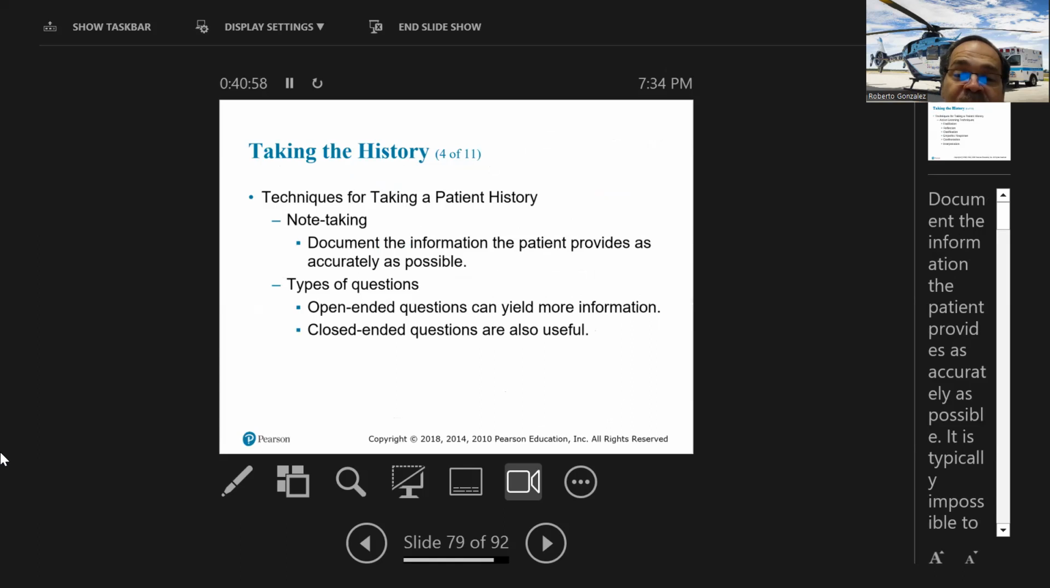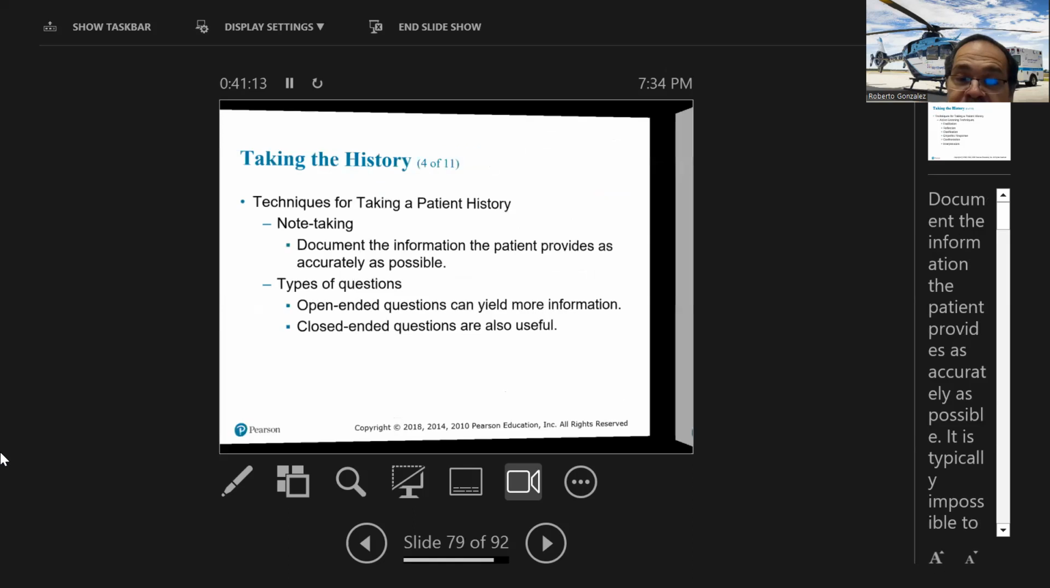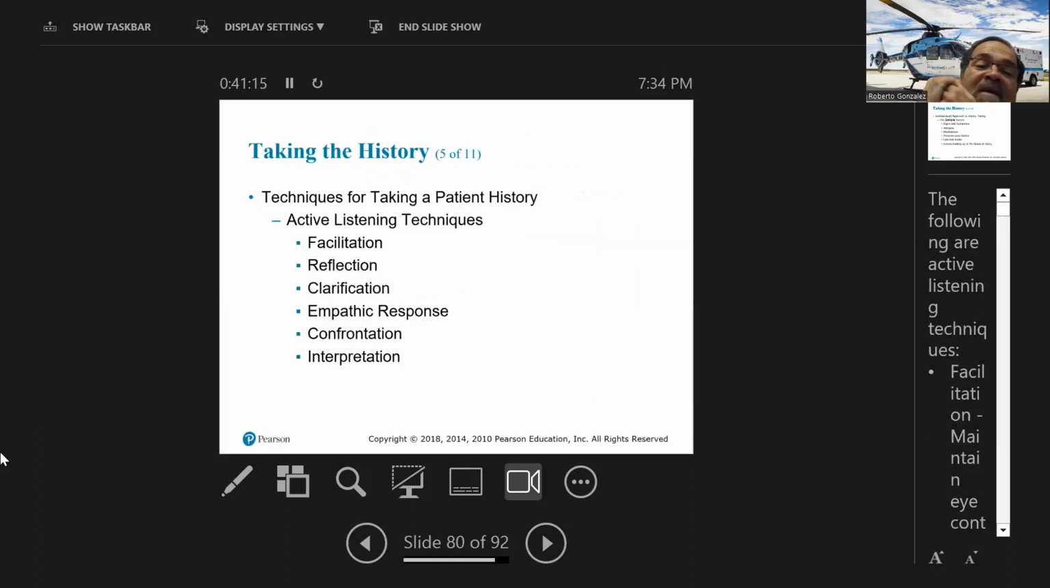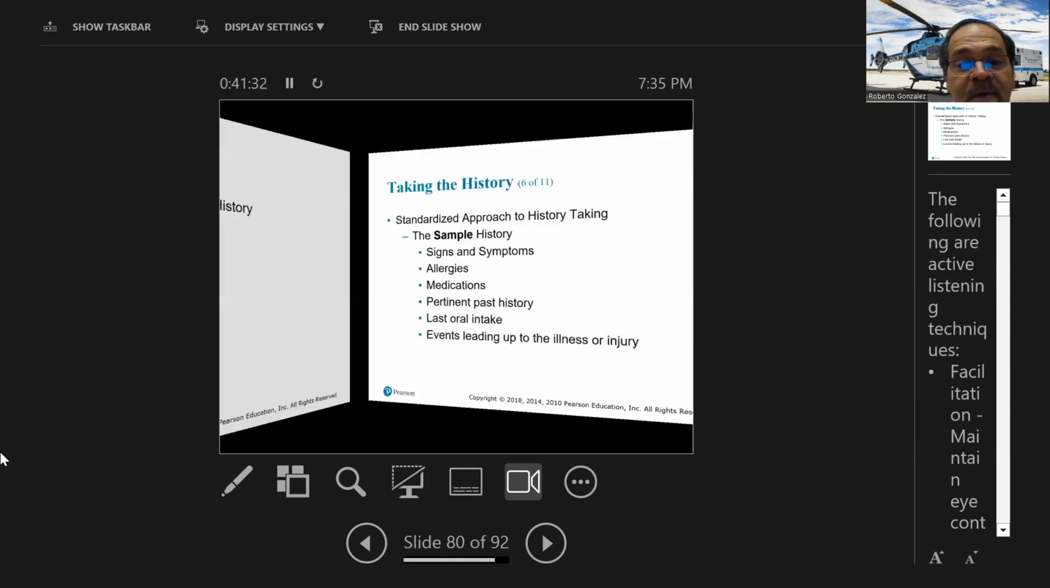Document the information the patient provides as accurately as possible, and type of questions. Open-ended questions can actually help yield more information. Closed-ended questions are going to stop you from determining. Techniques in taking your history, active listening techniques. There's facilitation, reflection, clarification, and empathy. Confirmation and interpretation. Just remember something.